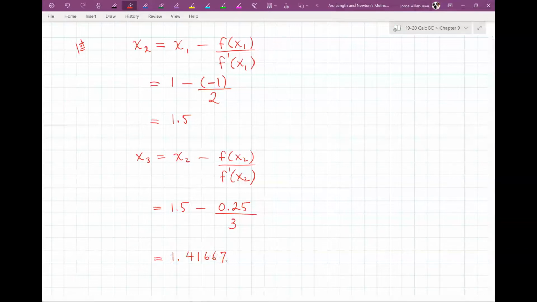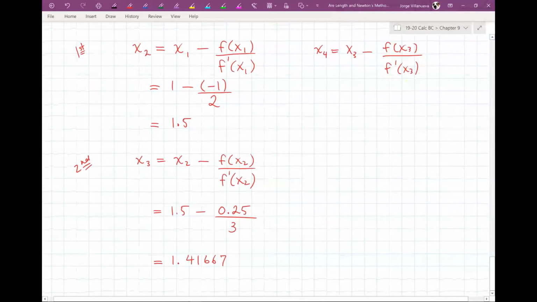So notice, at first we said the 0 was at 1. And then we said, nope, it's at 1.5. And then we said, no, actually, it's closer to 1.41667. Like we're slowly trying to get closer to our 0. Okay, so this is our second iteration. Let's do our third iteration. x sub 4 would be x sub 3 minus f of x sub 3 over f prime of x sub 3. And they wanted 3, so the third iteration is right there. First, second, third.